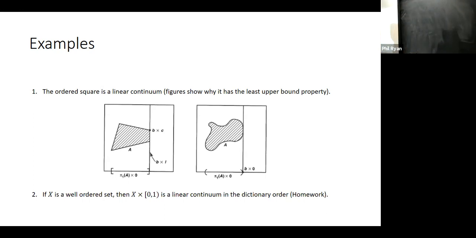A second example is in the homework I'm going to give for this section. If you have any well-ordered set, then if you look at the product of that set with the half open interval 0, 1, you get a linear continuum in the dictionary order.